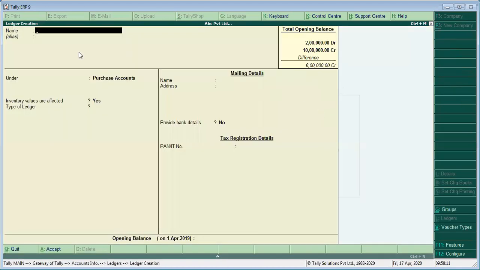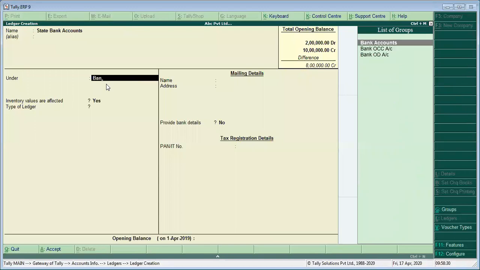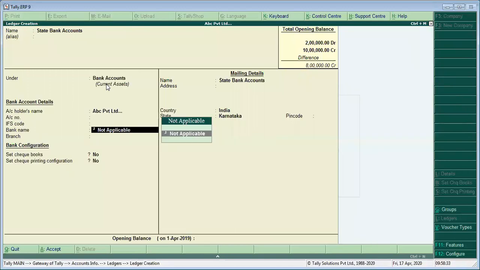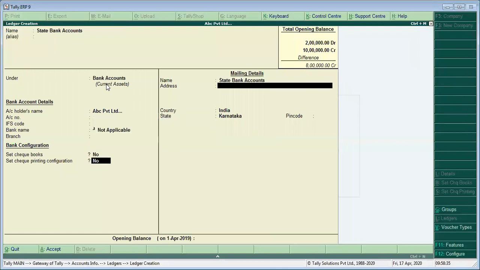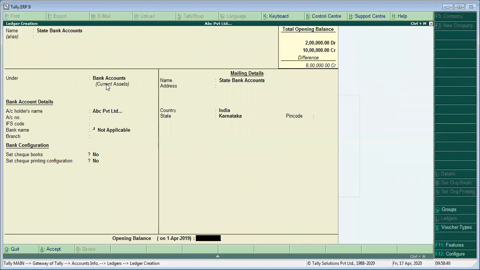Ledger create. So give the name as State Bank accounts. Okay, so that falls under the bank account. So you don't want to give certain information. Just go on giving the information. So the value may be 90,000.